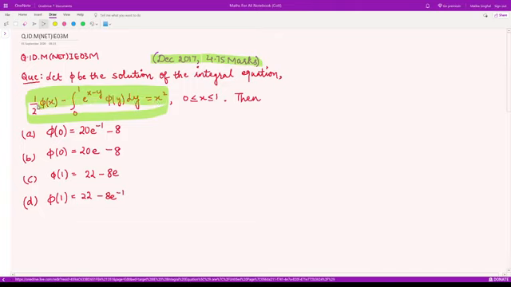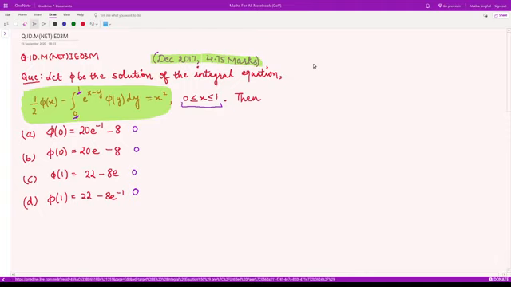It is a Fredholm integral equation of second kind, right? Because the limits are given to be constants. Moreover, the interval for x is given to be 0 to 1. Then they are asking the solution phi at the point 0 is which of these and at 1 is which of these. So obviously we can see two options would be correct. So let us see what is the solution of this equation.